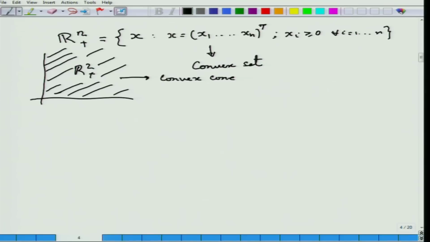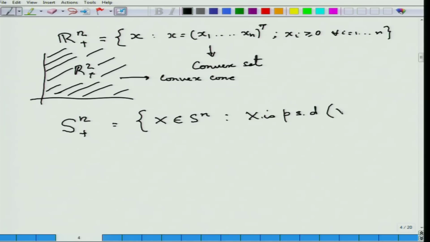Another important convex set is the space of all symmetric positive semi-definite matrices. It is the set of all x in Sn such that x is PSD, that is positive semi-definite, or in other words you can write it like this with a Löwner ordering. So, how do you prove that this is a convex set?